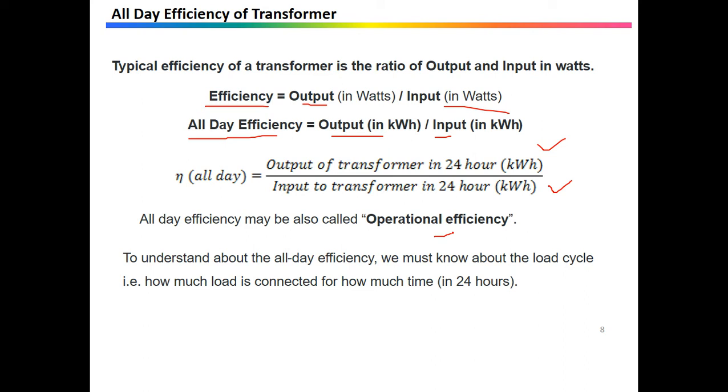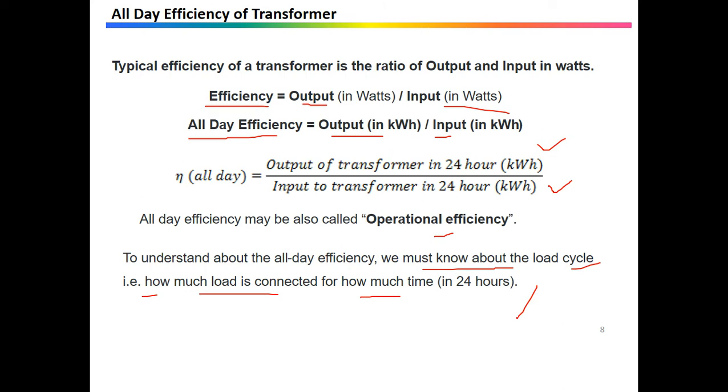And we can find it by the formula shown here, that is, the all day efficiency is the output of the transformer in 24 hours to the input. And to understand this all day efficiency, we must know about the load cycle, that is, how much load is connected for how much time in 24 hours. So this is the calculation of the all day efficiency of a transformer.